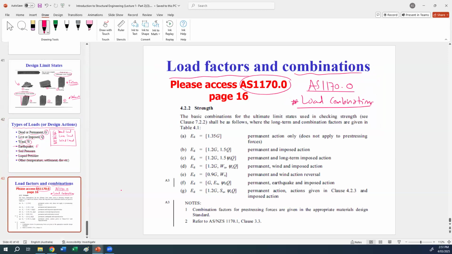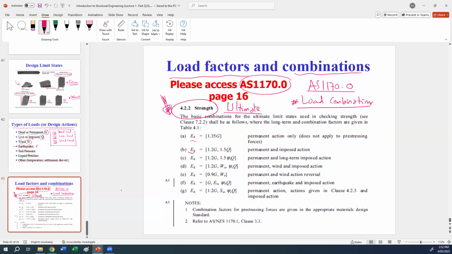So you were asking about where to find the factors. Here, for strength or ultimate limit state design, we have this load combination. Today we're just introducing the terms, not going into details, but I just want to show you some examples of the ultimate limit state.